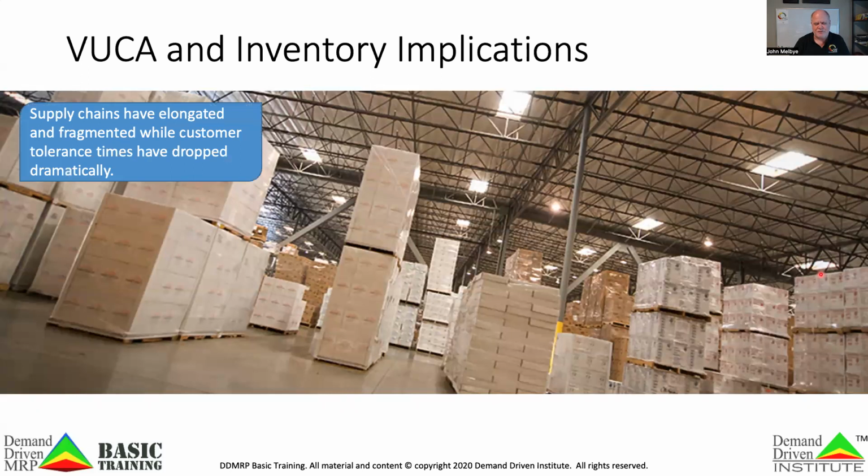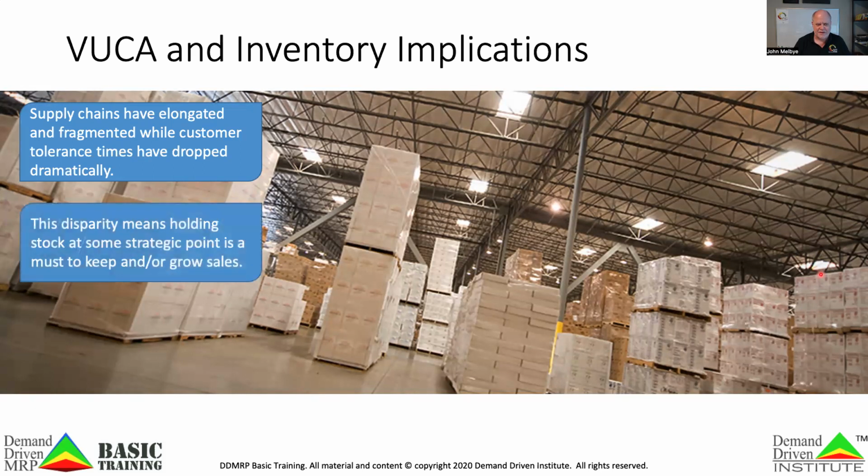The implications, therefore, for inventory management: supply chains are longer and more fragmented. At the same time, the customer tolerance times have dropped dramatically. And that means that we have to hold inventory at some strategic point in order to keep or grow sales. We understand we need to hold inventory because we know that the customer will not wait for us to go purchase our raw materials, which might take 6, 9, or even 12 months or longer. They will not wait that length of time to get the product they want to order. Therefore, we have to hold inventory somewhere.